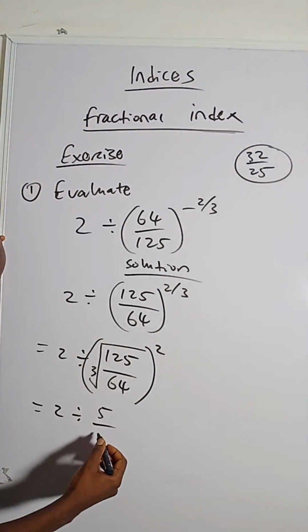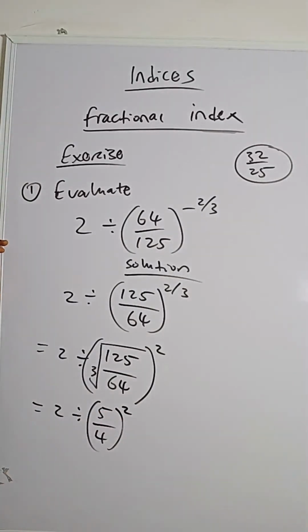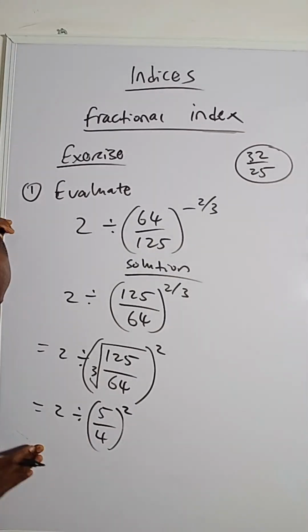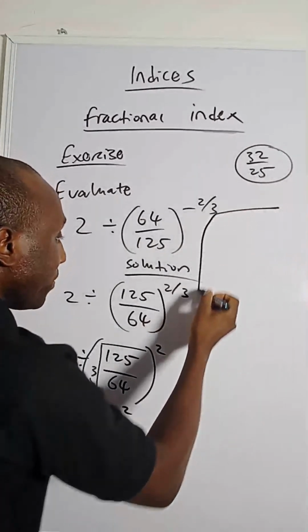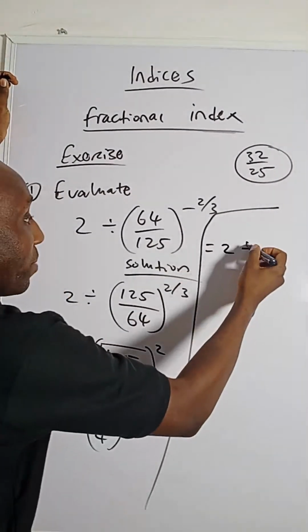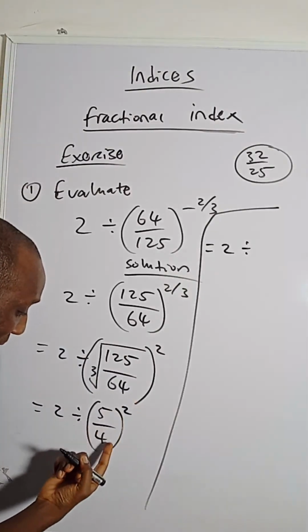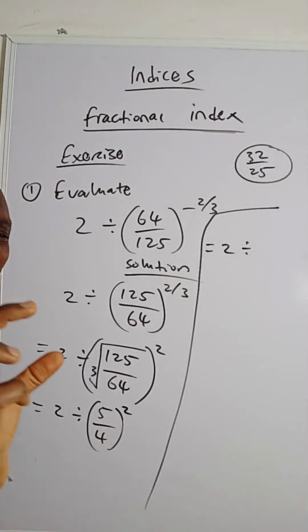So that's what? 4. Remember, all raised to the power of what? 2. Are you still with me? So this is equal to, maybe I should just come here and wrap it up here. So this is equal to 2 divided by, see, you can distribute this power 2 to 5 and 4. That's the power of a quotient rule.